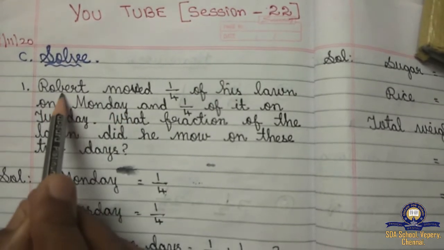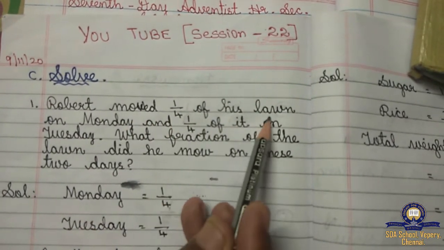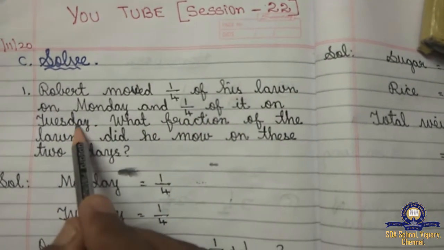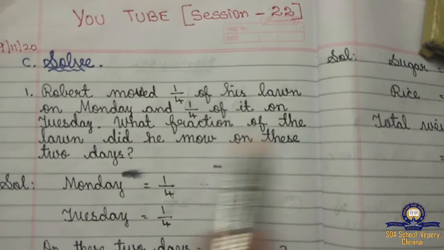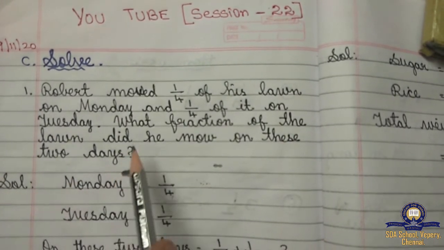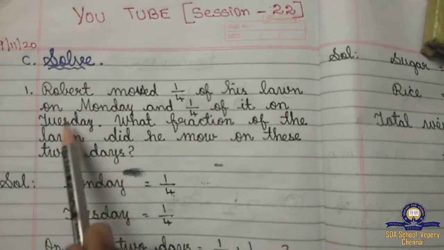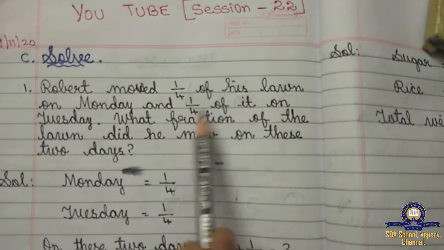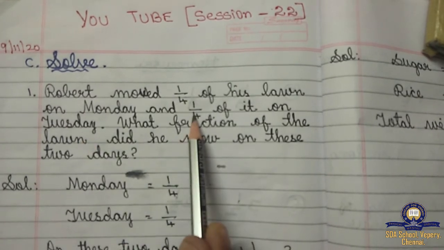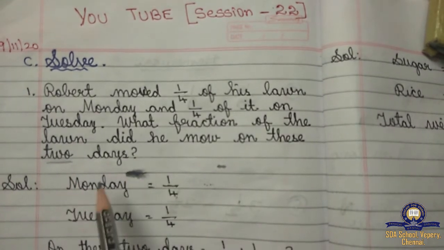Okay. Robert mowed 1/4 of his lawn on Monday and 1/4 of it on Tuesday. What fraction of the lawn did he mow on these 2 days? Okay, children, understood the question? Robert mowed 1/4 of his lawn on Monday, and 1/4 of it on Tuesday. Monday 1/4 and Tuesday 1/4. So, all together in 2 days, how much has he mowed?